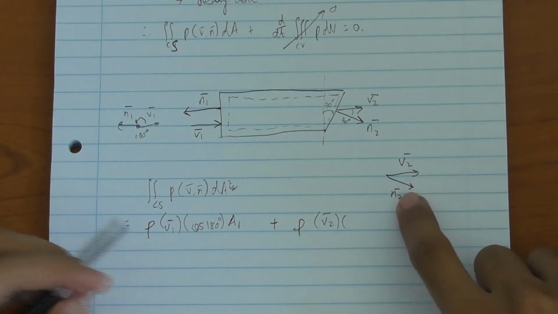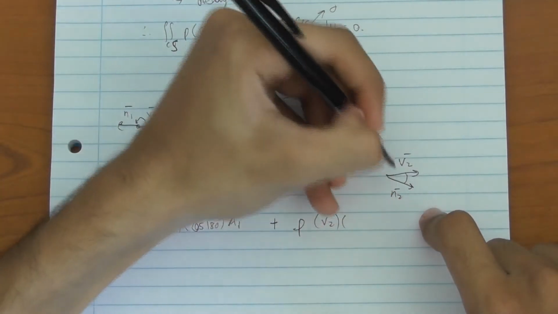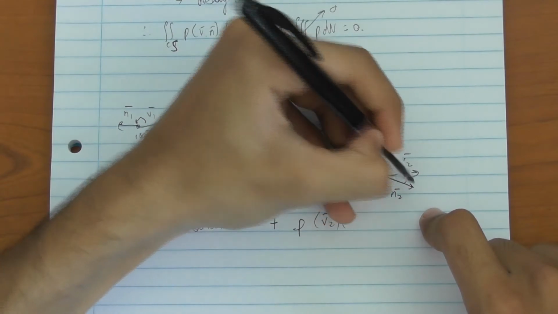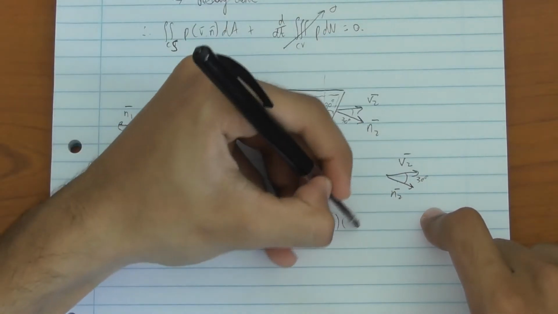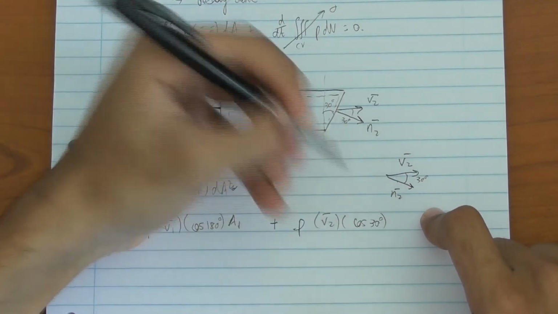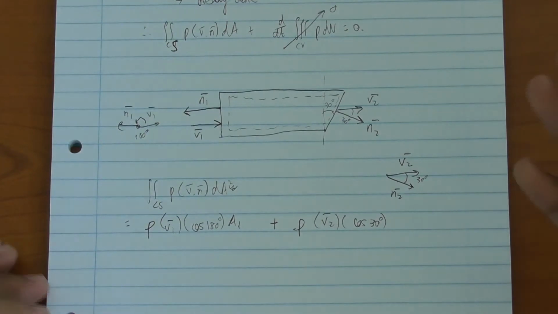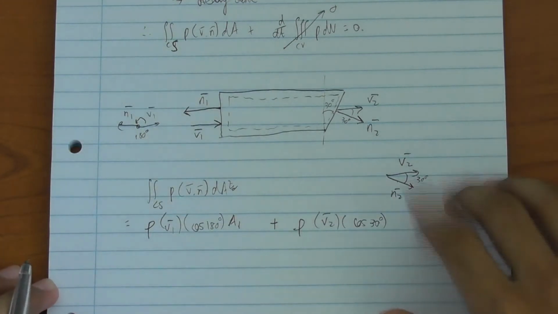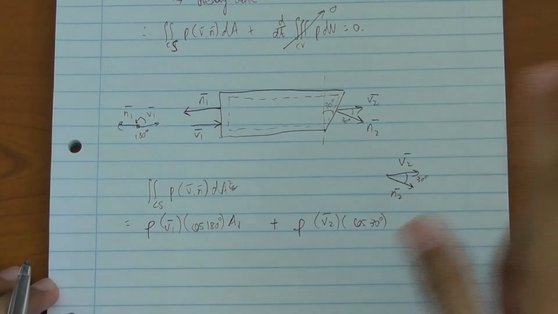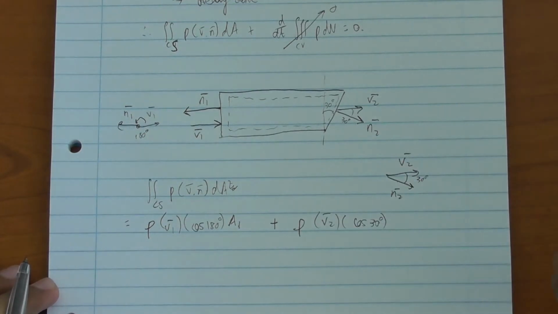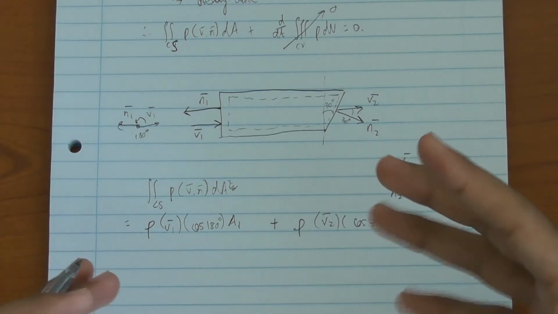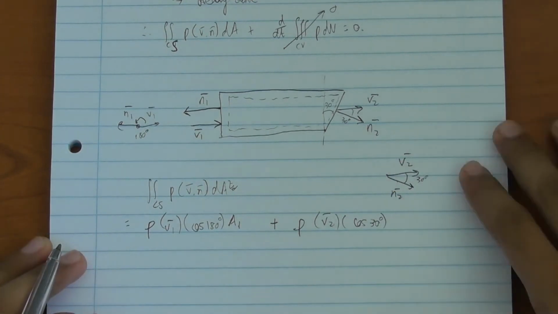To turn this N2 into a number, you simply say the angle between the velocity vector and the normal vector is 30 degrees, so I'm going to put cos of 30 degrees. Then you might ask, how do I know whether it's minus 30 or plus 30? Remember, cos of negative theta equals cos of theta. It doesn't matter whether you put the negative or the positive, you will still get the same answer on the calculator. So don't stress about it.